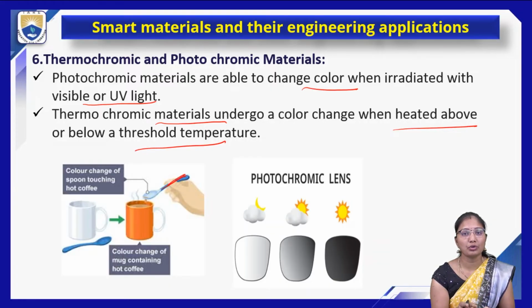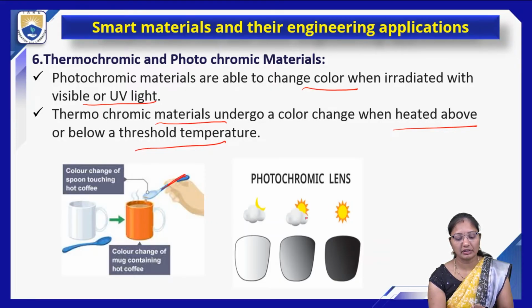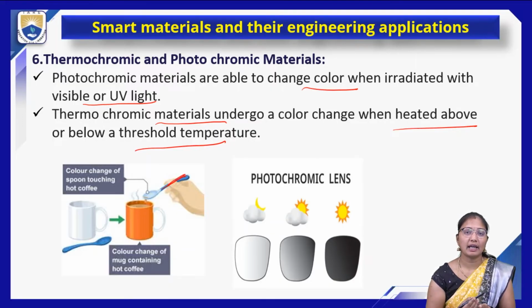Coming to the next, photochromic lenses. These are also used in sunshades, because photochromic means these glasses change color when irradiated with UV and visible light. We can observe here the sun: white and black color, because in the presence of clouds it is gray, and in sun it is a dark color, and here this is white. So depending upon the UV light and the visible light, it changes its color.